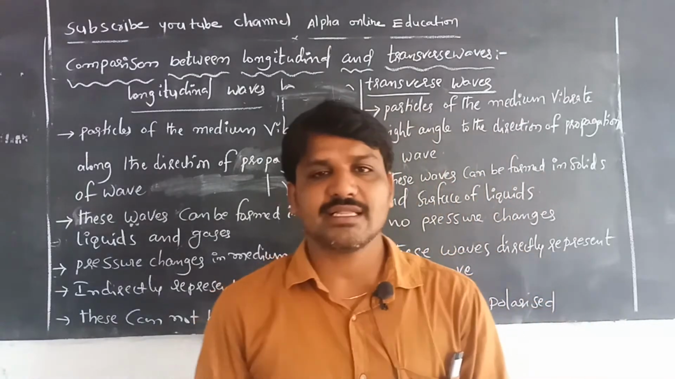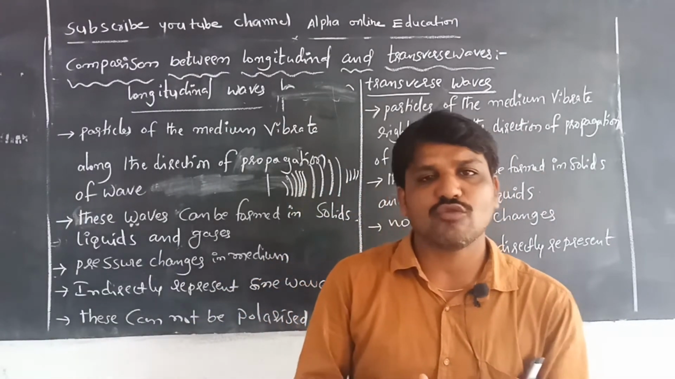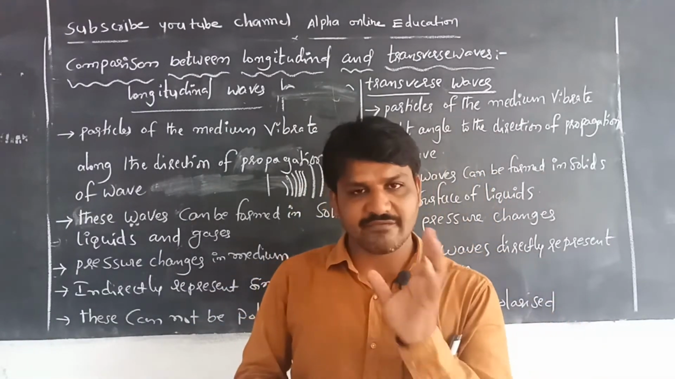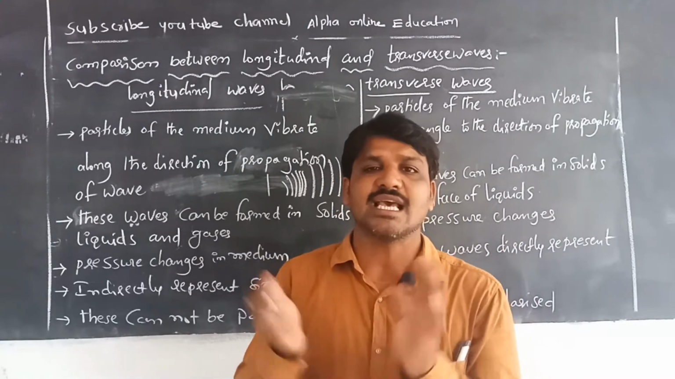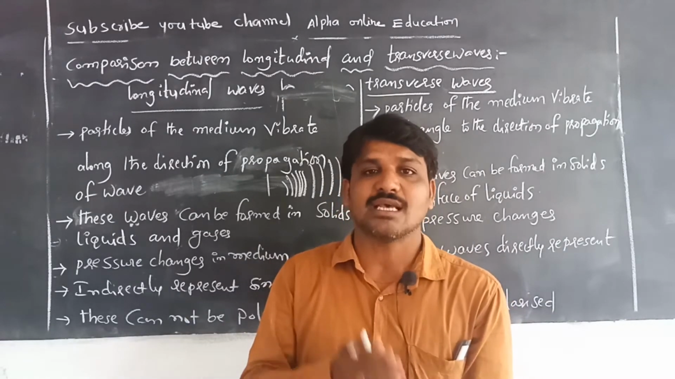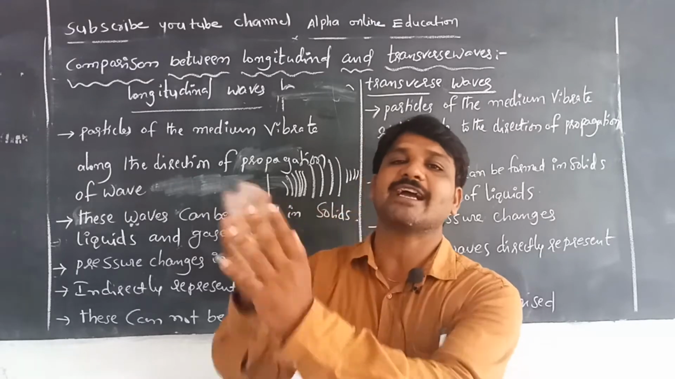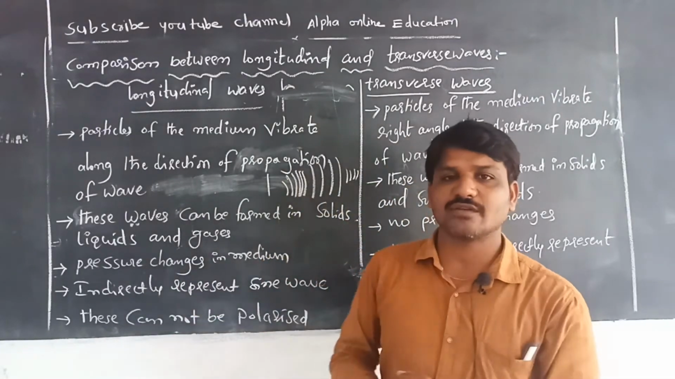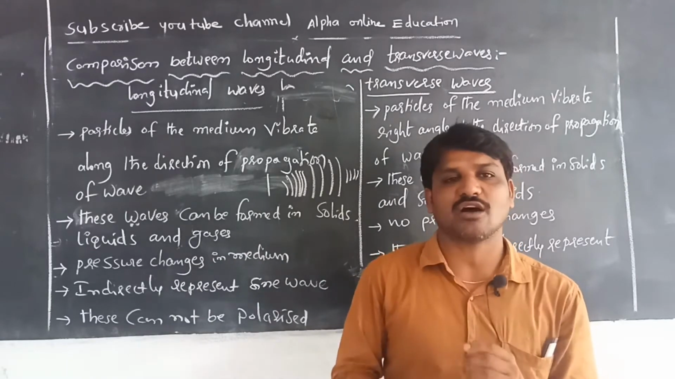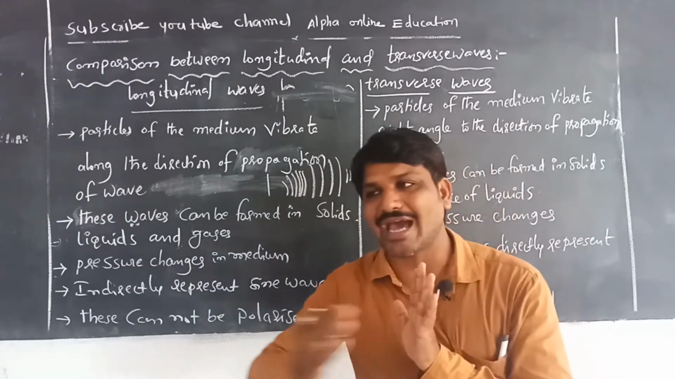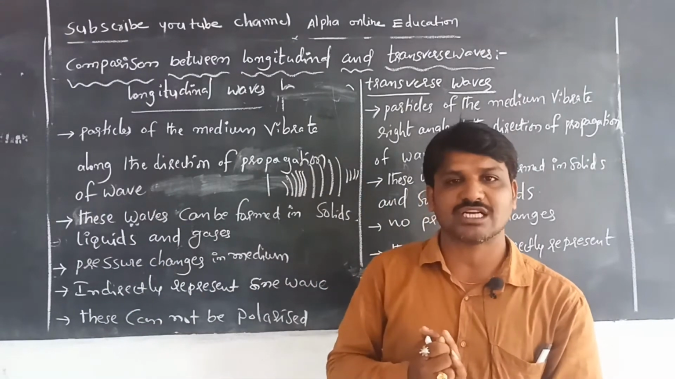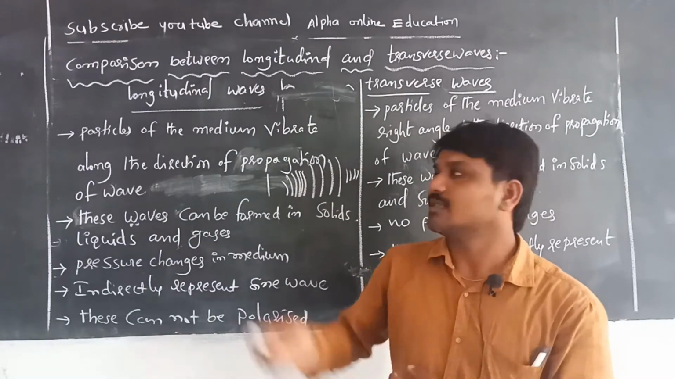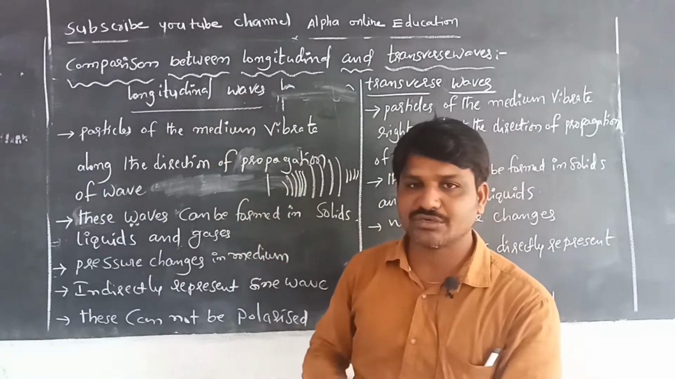Polarized means that whenever light or sound is moving, the waves moving over several distances can be made to move in a specified direction. That is called polarizing. These longitudinal waves cannot be polarized because they move parallel to the direction of the wave. That's why they cannot be polarized. This is about the longitudinal wave.